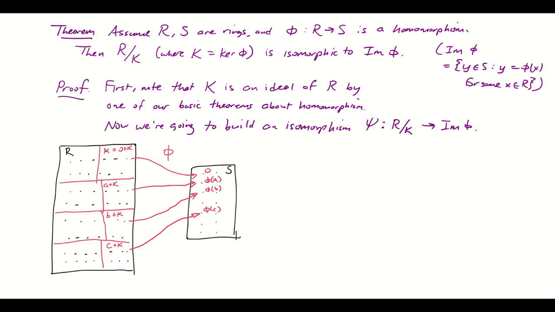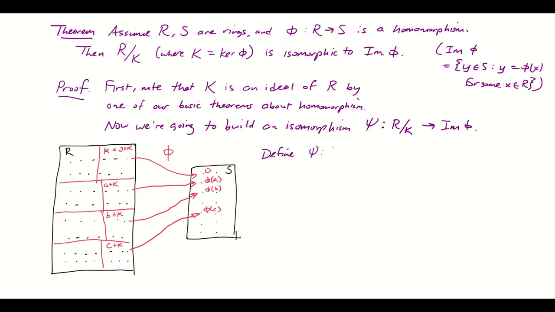All right, so anyway, the way that we're going to build this map is each coset is going to go to one element of S. And notice that not all of the elements of S have to get hit. I may have some other points over here that are not even outputs of phi. Those are going to get ignored when I develop this map. Okay, so here's the definition.